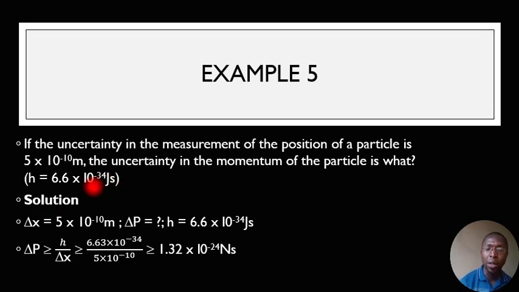Okay, so we are told that the uncertainty of the position is given, that delta x is given to be this value. So delta x, which is representing uncertainty of the position, is 5 times 10 to the power minus 10 meters, and we are to determine the uncertainty in the momentum, that is delta p. Delta p is unknown, that represents the uncertainty in the momentum, given that the Planck constant is 6.6 times 10 to the power minus 34 joule-seconds.